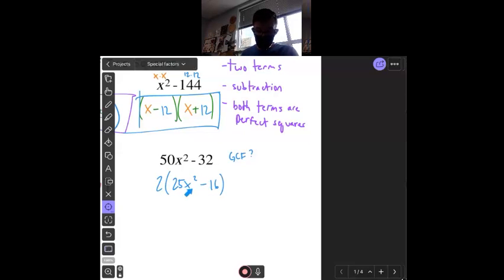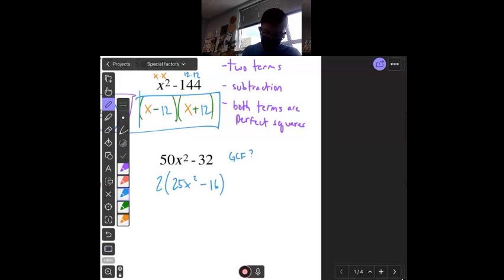So perfect squares on both, subtraction. So just like last time, that 2 needs to hang out. If I'm going to do difference of squares factoring, it means I have 2 sets of parentheses, and then I have a plus and a minus. Then we say, where did 25x squared come from? 5x times 5x. Where did 16 come from? 4 times 4.